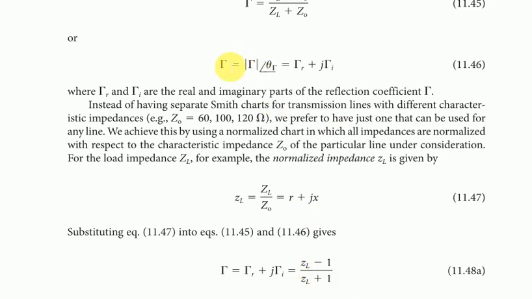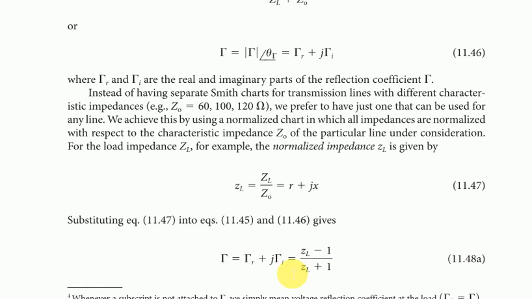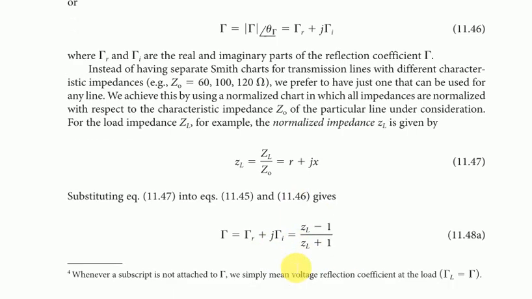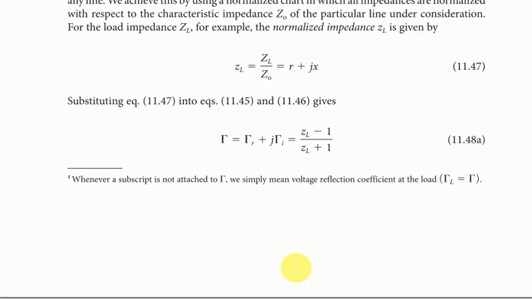And gamma is gamma r plus j gamma i, so just put it over here. What is the next step? The next step is to find out zL using this equation: gamma r plus j gamma i is equal to zL minus 1 upon zL plus 1. Just find out the value of zL in terms of gamma r and gamma i. It's a very easy step. Once you simply rearrange the terms, you will get this equation.